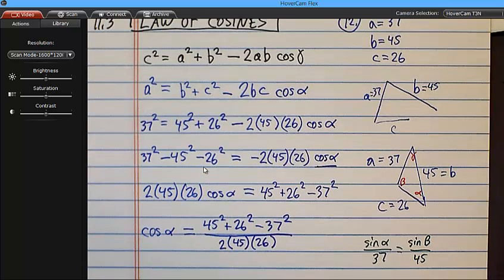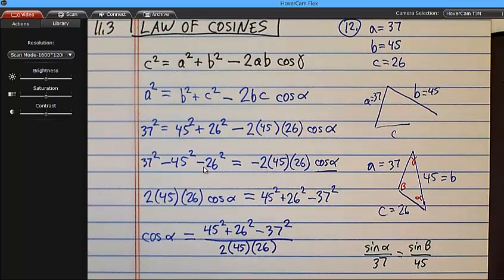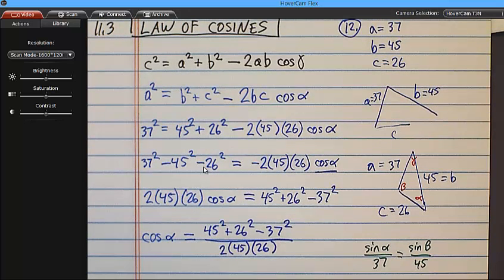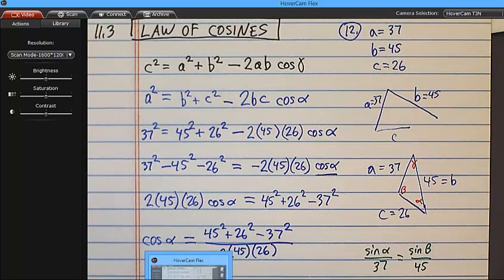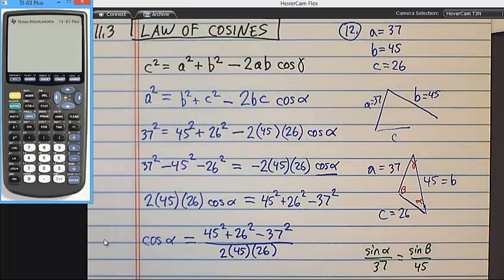I think at this point I'm ready for the calculator. Okay? So let's see if I can use the calculator to figure out what alpha is. All right, we'll try it. So punching that up, let's see. 45 squared. Let me clear this out. 45 squared plus 26 squared minus 37 squared. Okay? I'm going to press enter.